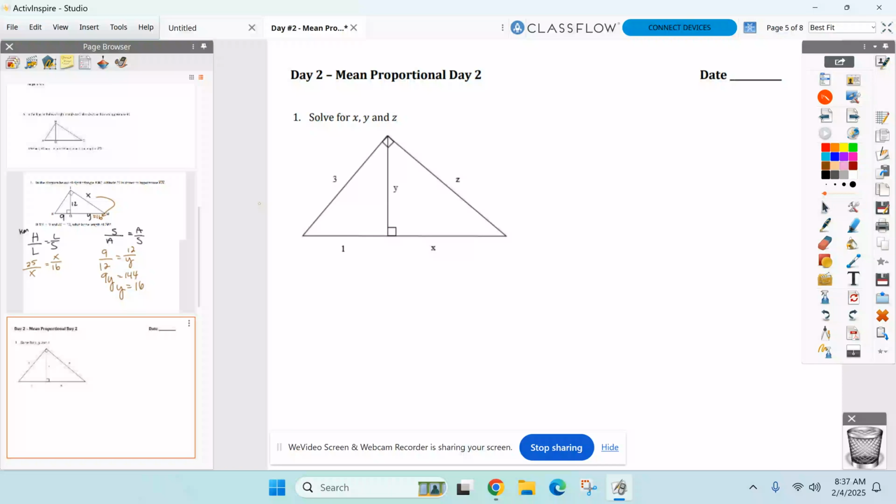Already getting tough, because yesterday I only asked for one side of this diagram. Now I'm asking for three pieces of that diagram. All right, X, Y, and Z. Do we have to go in alphabetical order? Absolutely not. We find what we can find.